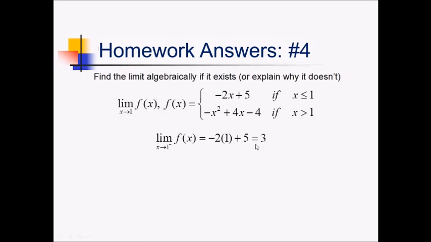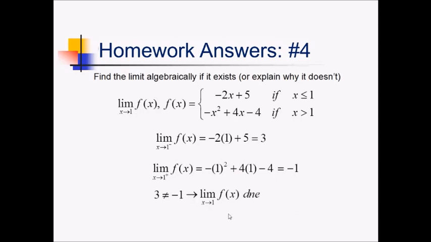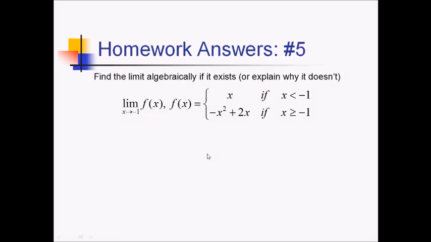For the right side limit, we're using the after rule here. So this will be -1 squared plus 4 times 1 minus 4. Let's see here. This is 4 minus 4, so that's 0. So really, it's just this -1 that all of this comes out to. Since 3 and -1, the left and the right limits do not match, that means the limit as x approaches 1 does not exist.